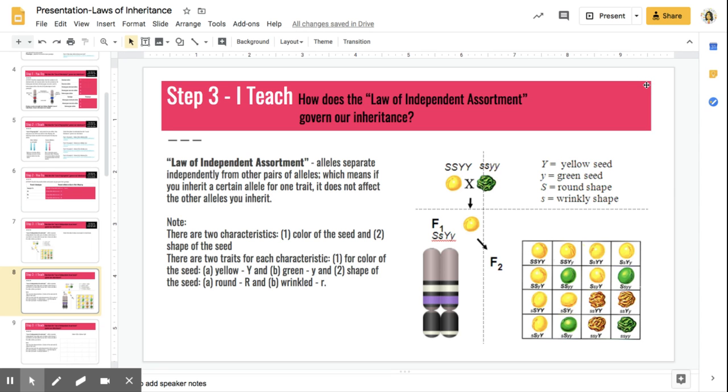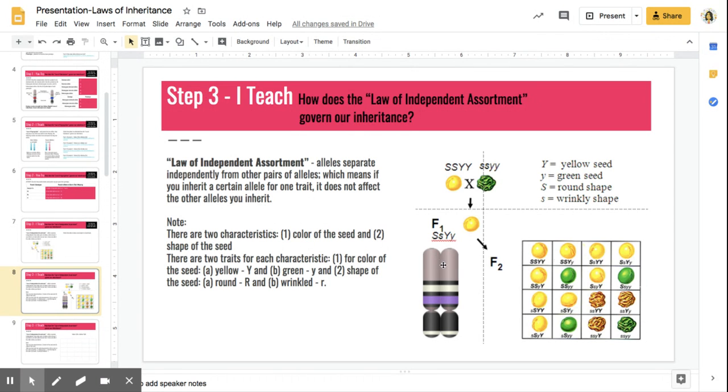In this video, we're going to explain how the law of independent assortment governs our inheritance. The law of independent assortment is the third and last law of inheritance proposed by Gregor Mendel, and it states that alleles separate independently from other pairs of alleles, which means if you inherit a certain allele from one trait, it does not affect the other alleles you inherit.